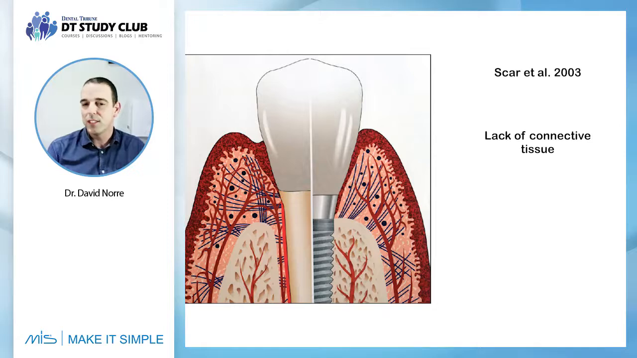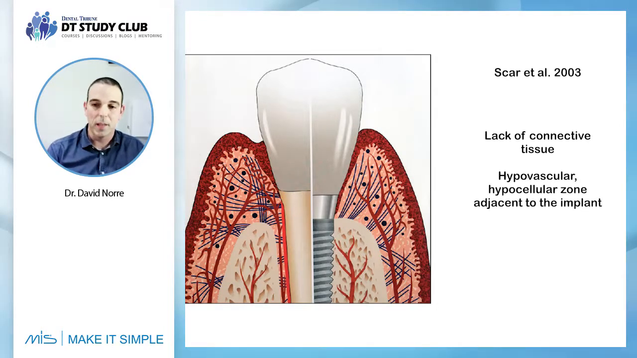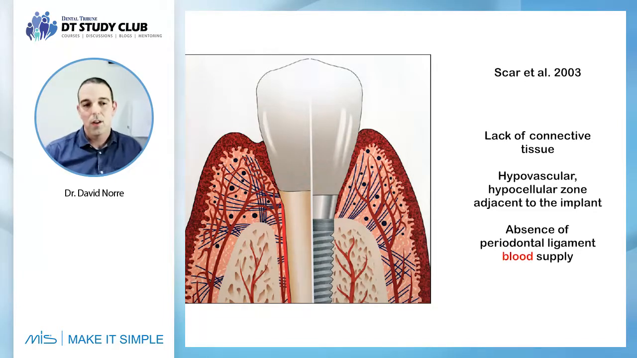What is the difference with the implant? You have a lack of connective tissue, that we all know. It's also a hypovascular and hypocellular zone adjacent to the implant. But one of the biggest problems about the lack of periodontal ligament is the absence of blood supply coming through the periodontal ligament. But why is it so important? Why do we need the blood supply coming from the periodontal ligament and we don't have it at the implant? What does it mean? What's the problem about it?